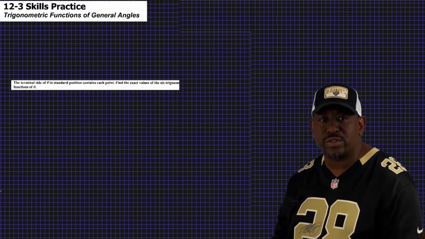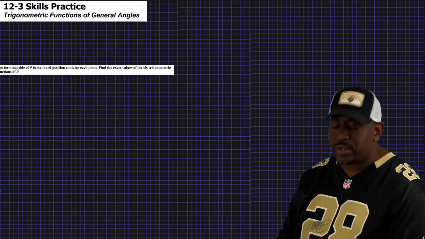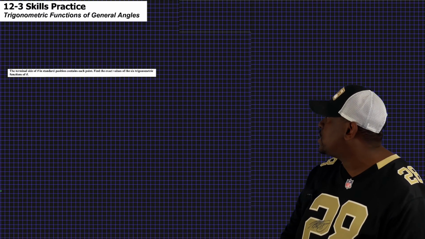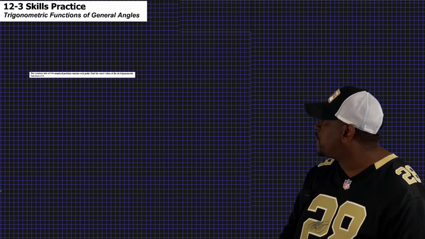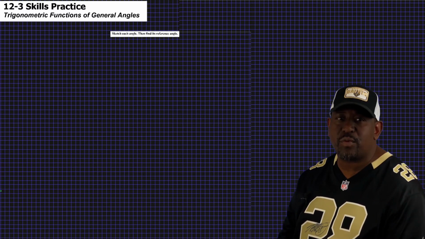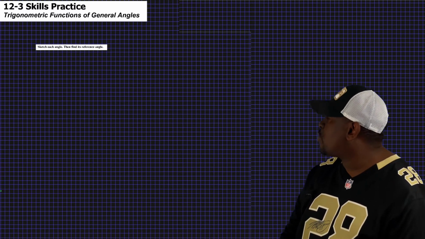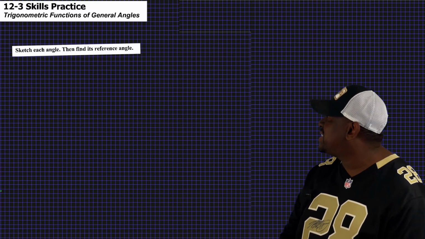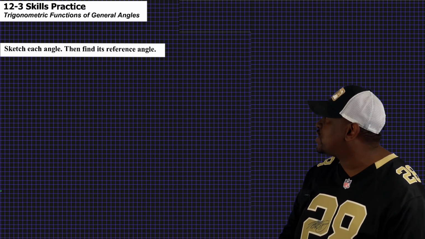So it looks like we're gonna do a different type of trigonometric function problem here. So we're gonna move this out of the way. And we're gonna do a different type of problem for our next problem. So what is the next problem? Well, we're gonna sketch each angle and find its reference angle.